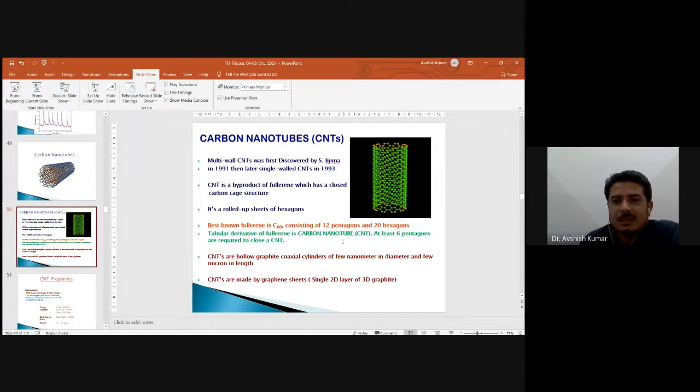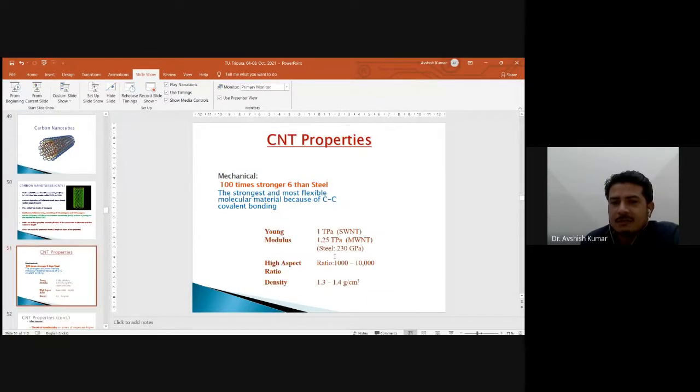In the case of CNT, which is a tubular structure, whereas the fullerene is spherical, 6 pentagons are required to close the CNT, whereas here it is 12 pentagons. So CNTs are hollow coaxial cylinders a few nanometers in diameter and a few microns in length. CNTs are made of graphene sheets. They can be a single 2D layer of 3D graphite.